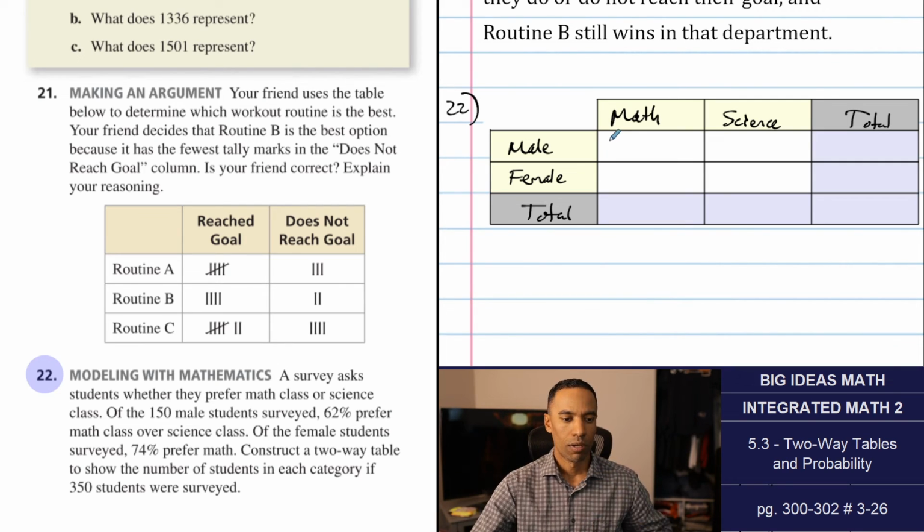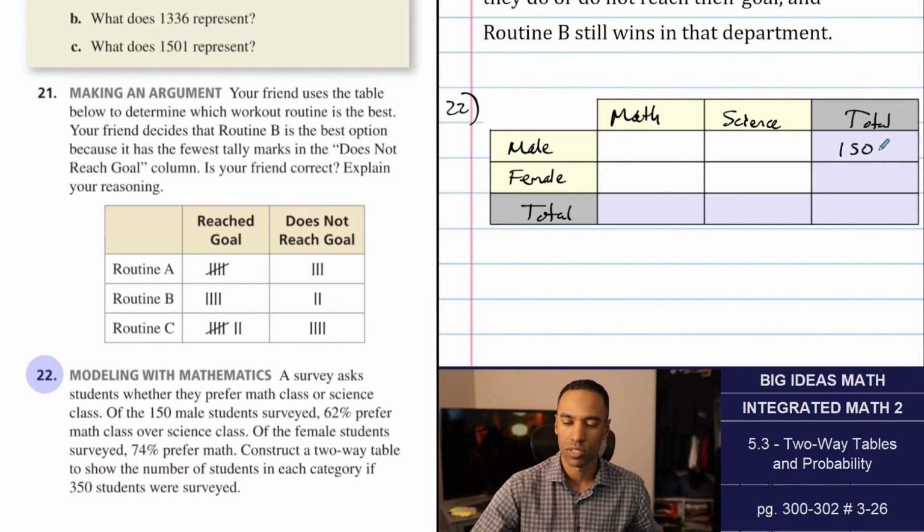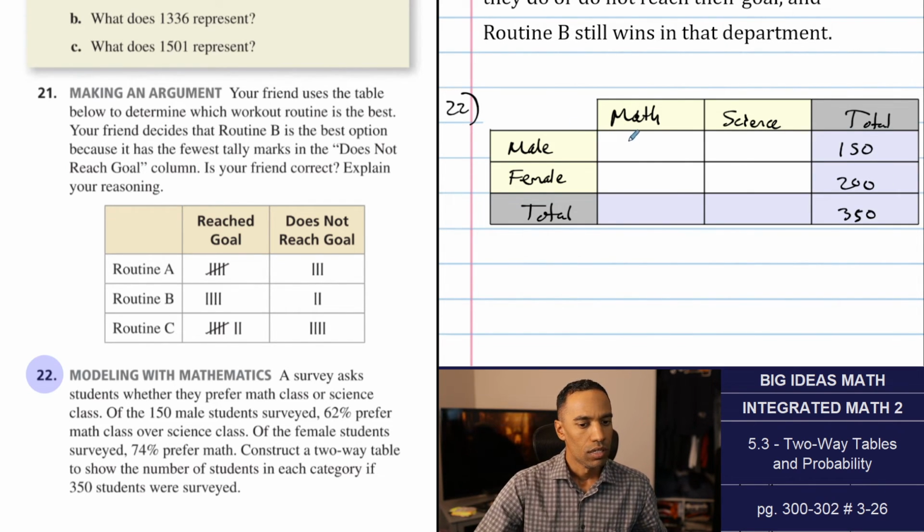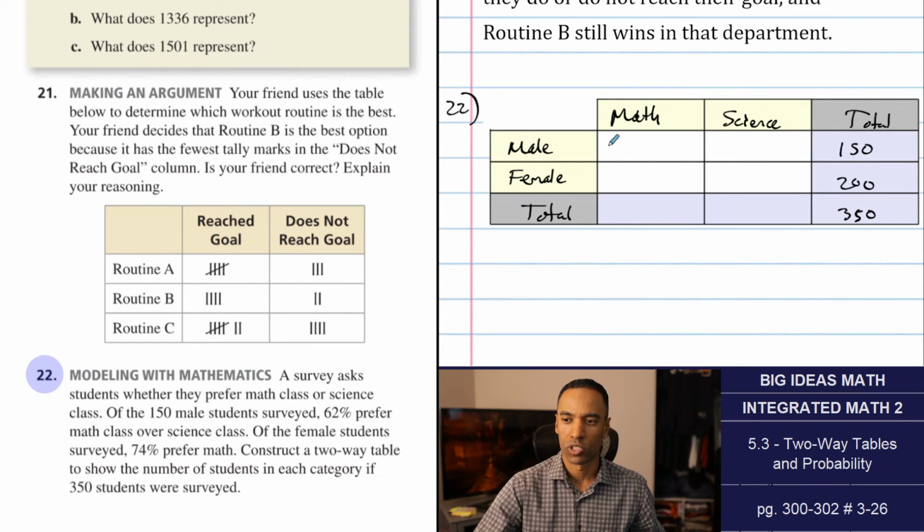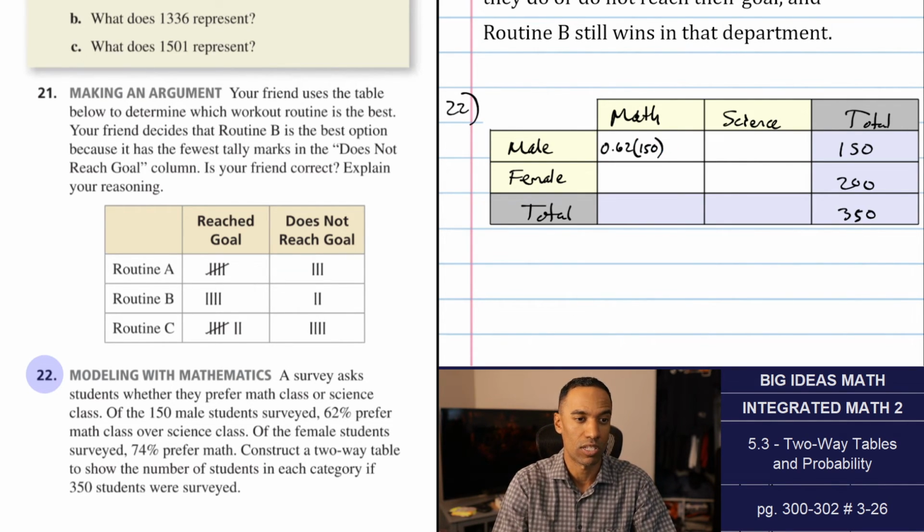Now, the male portion, there are 150 male students surveyed. There are 350 total students surveyed. That means there were 200 female students who were surveyed, so we can work that out. 62% prefer math over science. Now that means 0.62 is going to be multiplied by the 150. That's how we come up with that number. But 0.62 times 150 gets you 62% of 150, because it says 62% of the male students. It doesn't say 62% of everybody. Now that number is 93, and it's 93 exactly.